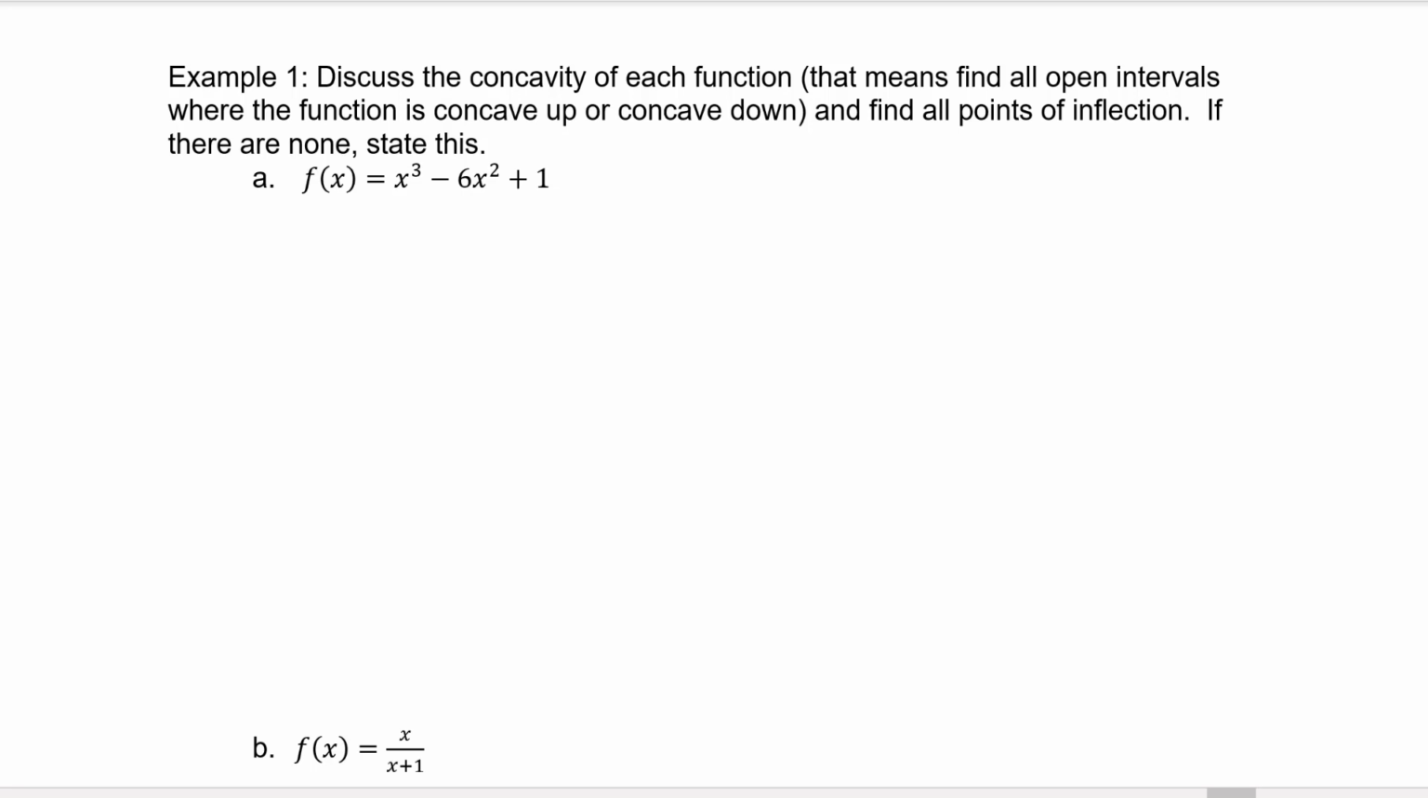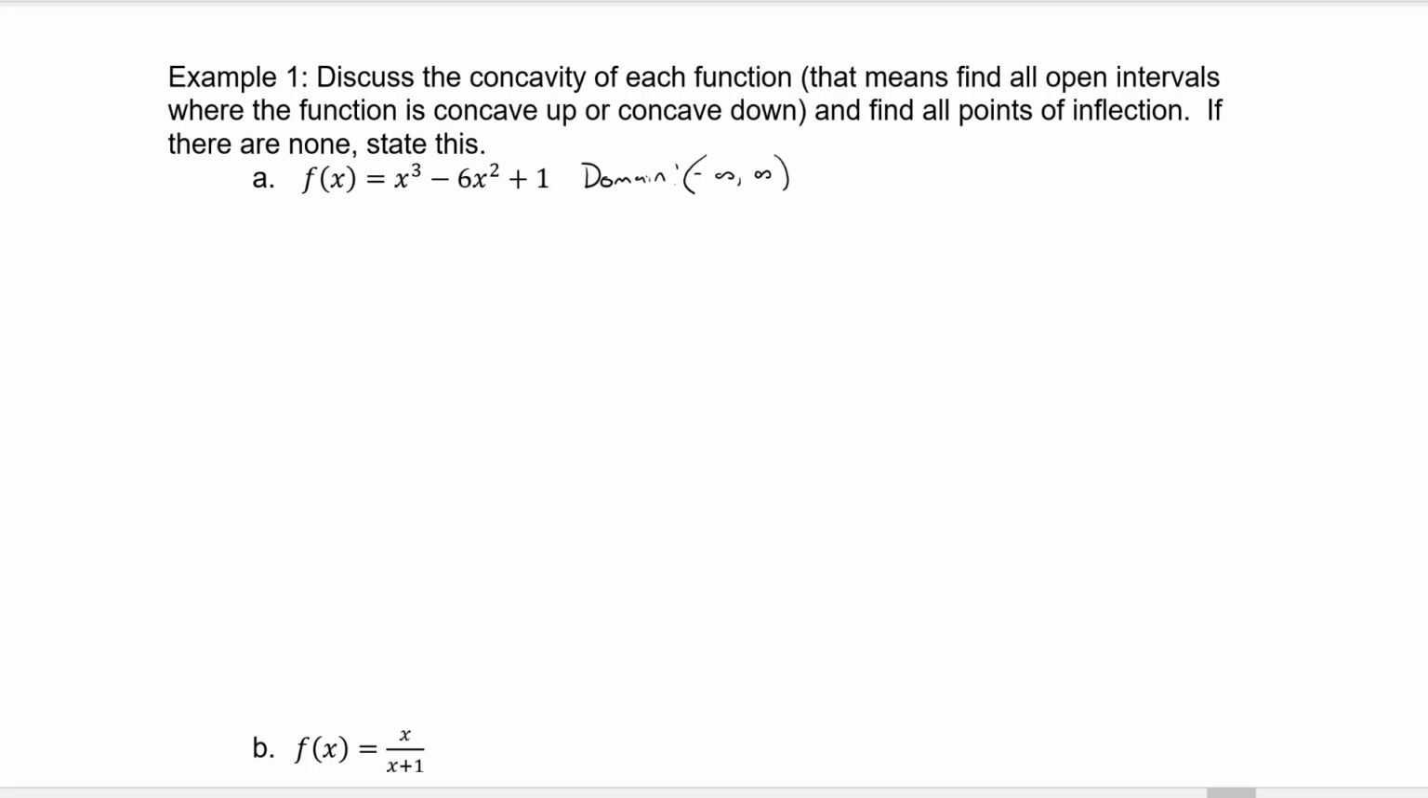So just like before with finding extrema, first thing you want to do is find your domain, because that's always going to be your starting point for intervals. In this case, our domain is negative infinity to infinity, since it's a polynomial, right? So for concavity, you can think of this as doing the same exact process that we did for the first derivative test. The only difference is we're doing it on the second derivative now.